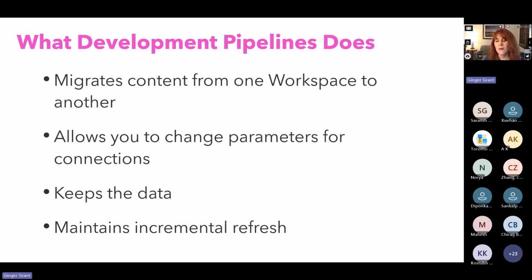Now, what do development pipelines do? Well, they migrate content from one workspace to another. And what's really, really cool is that you can set up rules for changing connections. Because obviously, if you're connecting to dev and then test, you're going to have different sources for your data, and you can automatically create alerts and rules to make that happen. It does keep the data. If you have imported it, you have that imported data. And it maintains incremental refresh if you have that set up as well.